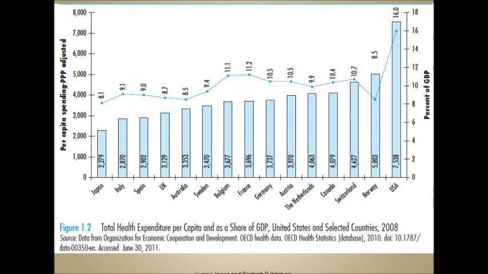Here is the total health expenditure per capita, so that's per person, as a share of the GDP, United States and selected countries. Please notice that this is per capita, so per person. And please notice that the U.S. is way over on the right. We spend more per person in the U.S. on healthcare than any other country, and a good share of our people don't have a health plan. They don't have access to the care.